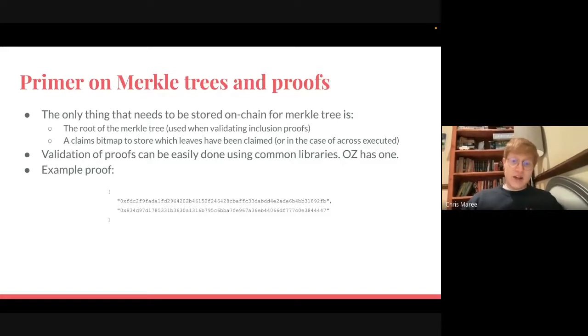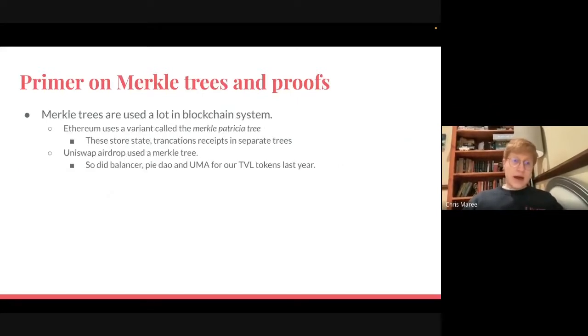And the actual validation of these proofs is really simple. We use a library. We don't have to do anything fancy. And this is an example of what a proof might look like. It's literally an array of bytes 32, which grows in length the bigger the tree. And like I said, these things are used in Ethereum. They're called Merkle Patricia trees in Ethereum, which are used to store all the different kinds of state, transactions and transaction receipts in separate trees. And also used in token drops.